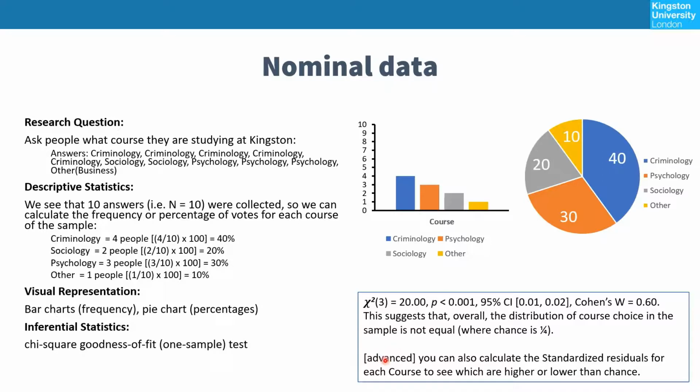Now, in more advanced lessons, you could actually look at which one of these are higher than chance and which ones are less than chance, but for now, this is what you would typically be reporting. You'd be reporting the value of your inferential test, the p-value in terms of how surprising is the data, a confidence interval for the estimate that you've done, and an effect size to show how strong the effect actually is.